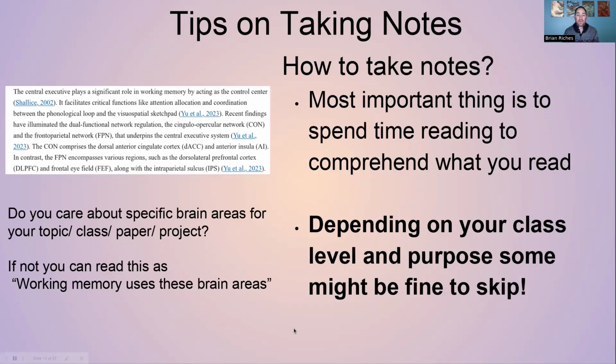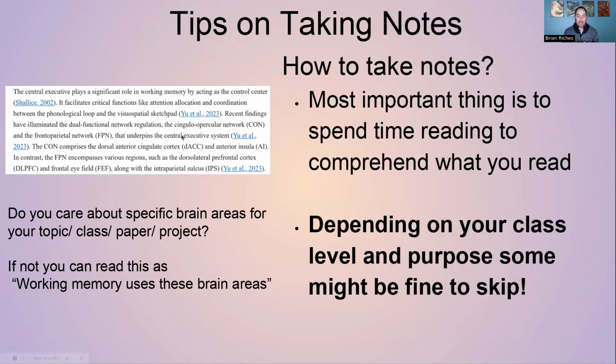Another good tip is that sometimes, especially at 100 and 200 level classes, you might not need specific information. So depending on your level, some of it might be fine to skip. So here, do you care about these specific brain areas in this section of the paper? Is that important to your project? Is knowing the frontoparietal network or the dorsal anterior cingulate cortex are a part of this process? Well, it might not be. You might not need that much detail to put in your notes.